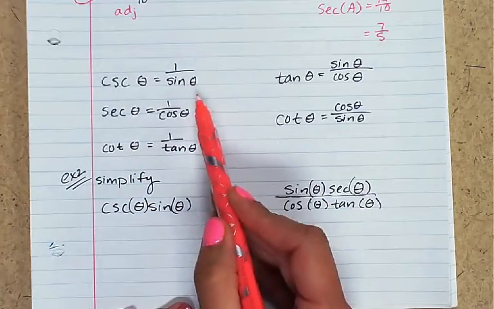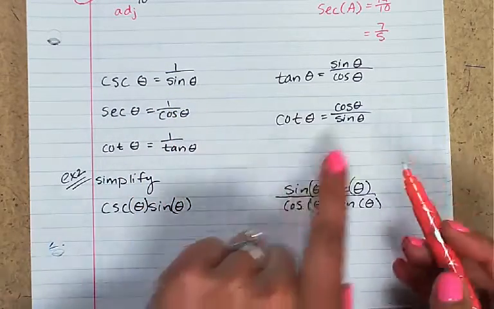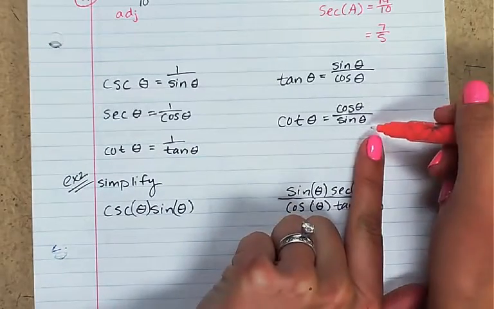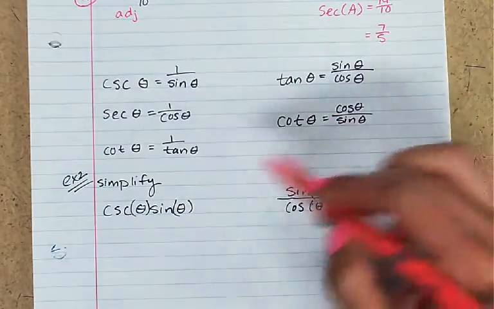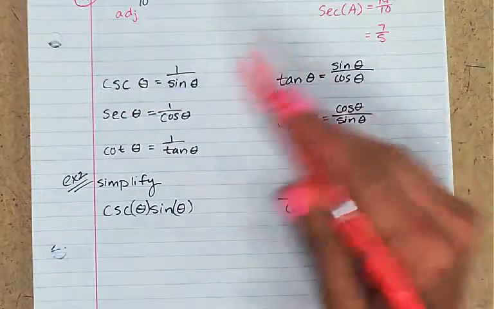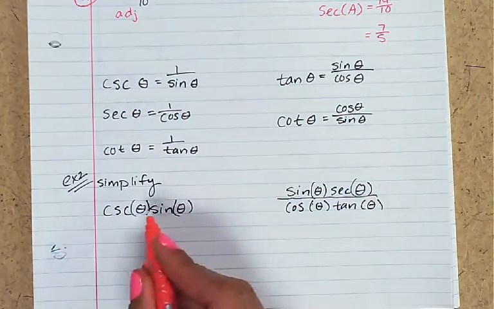Cosecant is the same as 1 over sine, secant is 1 over cosine, cotangent is 1 over tangent, or cosine over sine, and tangent is the same thing as sine over cosine. If you don't have these written down, I would probably pause the video for a minute and write them down. Okay, so for example 2, we're going to simplify.